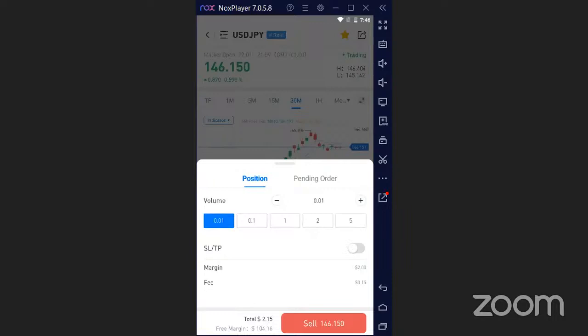The 0.01 is called the micro lot. Just write it down. Under the micro lot, the 0.01 has 1,000 units. Then the 0.10 is called the mini lot, and the mini lot has 10,000 units. So 10,000 units make 0.10 volume. For a 0.10 volume, each pip will be calculated as $1.